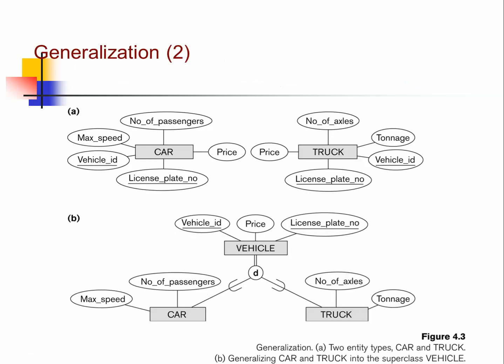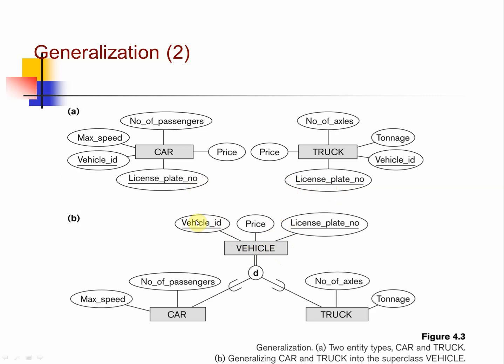So let's take a look at this one. Say now originally the car is developed as an entity with 5 attributes. Truck has another 5 attributes. And now while we try to look into it, both of them have price. They also have the vehicle ID as well as the license plate number. So by seeing that, it is a possible process to merge those 3 attributes into a superclass. And of course, we can give a different name, say called vehicle.